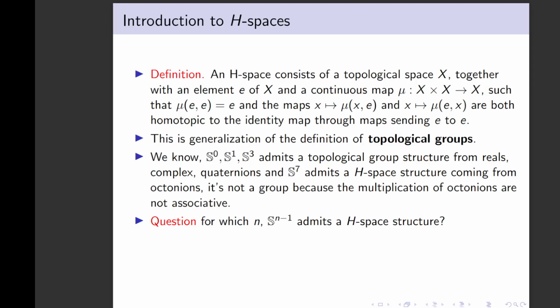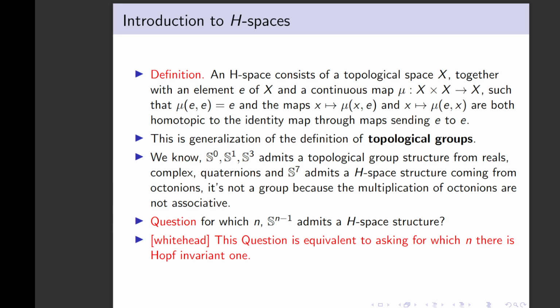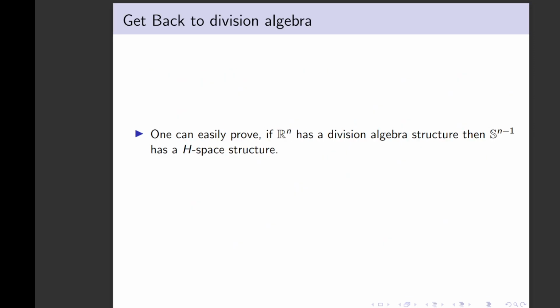And from here I can ask the question: for which n does S^(n-1) admit an H space structure? Whitehead has proved that this question is equivalent to asking for which n there is a Hopf invariant one. Now one can easily prove that Rn has a division algebra structure if S^(n-1) has an H space structure. This doesn't require any algebraic topology or algebraic geometry, it is just some basic computation you can do. Due to the constraint of time, I'm not able to do that. Basically, from here we can conclude that Rn can be a division algebra only for n equal to 1, 2, 4, and 8, and we can see all of them are powers of 2.